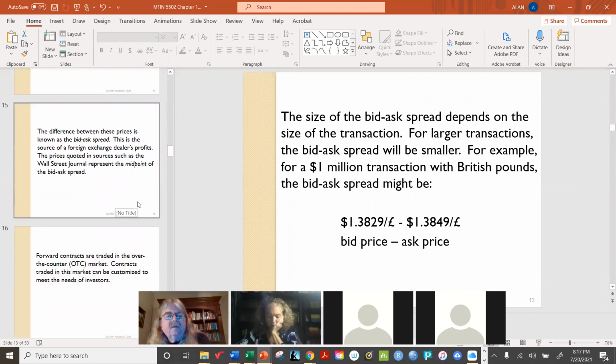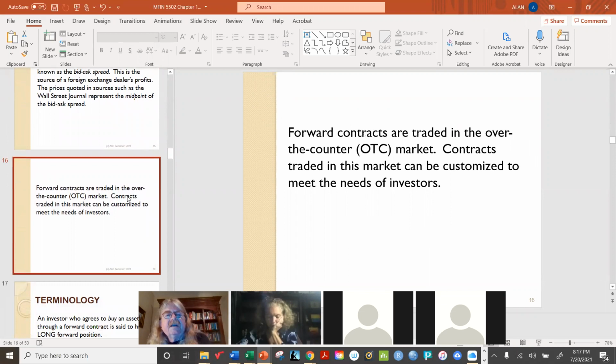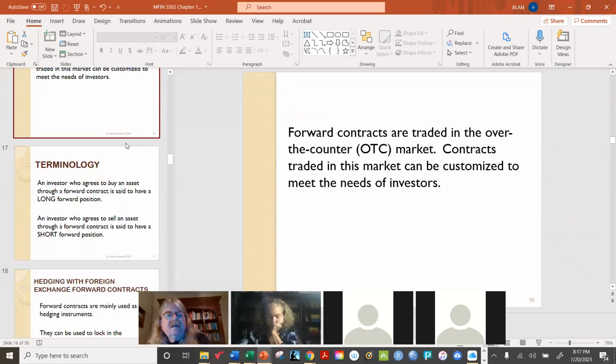All right, so let's jump ahead a little bit. Forward contracts are traded in the over-the-counter market, which means that they can be customized. So what does that even mean?